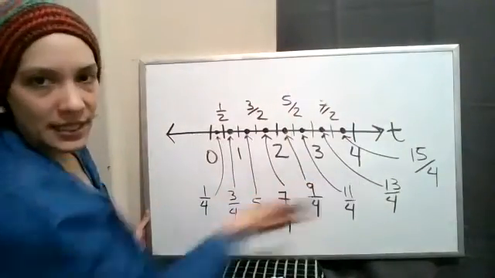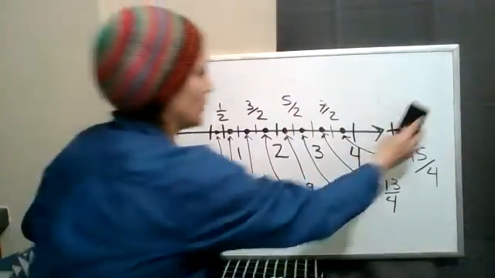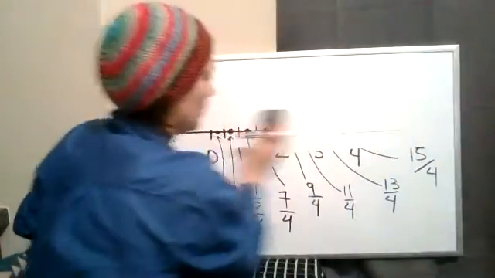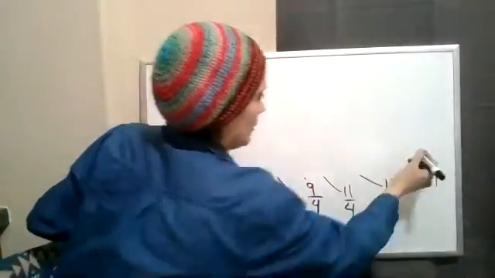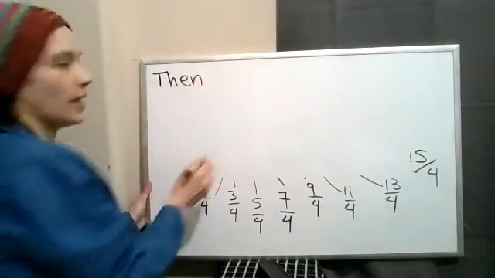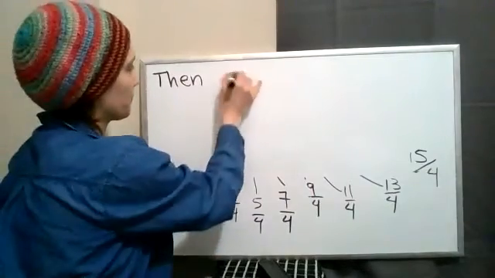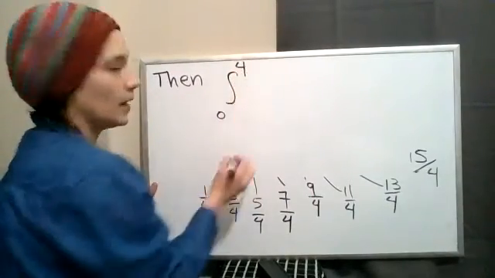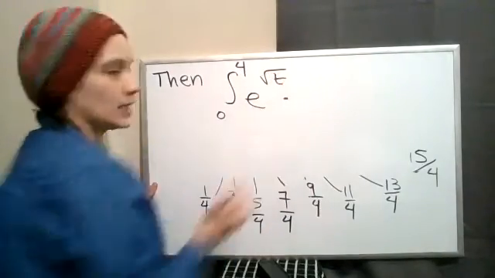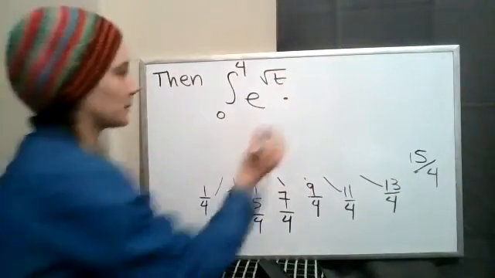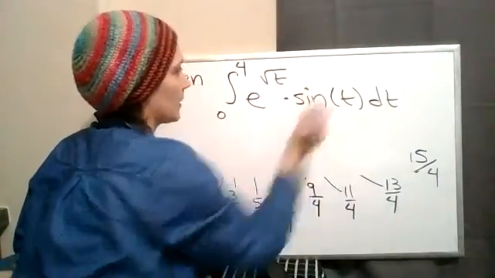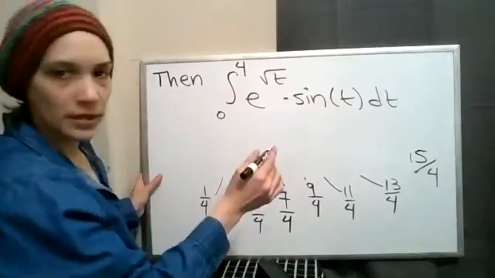All right, all of these midpoints sit on the bottom of the board, and we'll get that formula up right now. And actually also restate the problem. So the integral from 0 to 4 of e to the root t times sine of t dt is approximately, so we're going to do the about symbol.